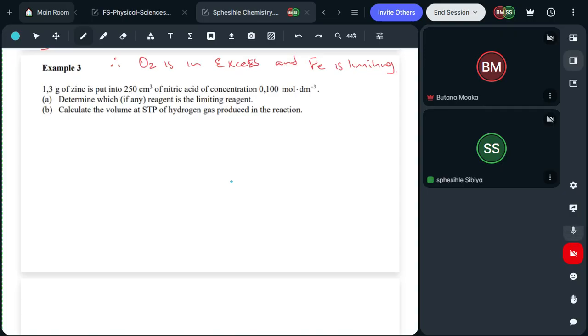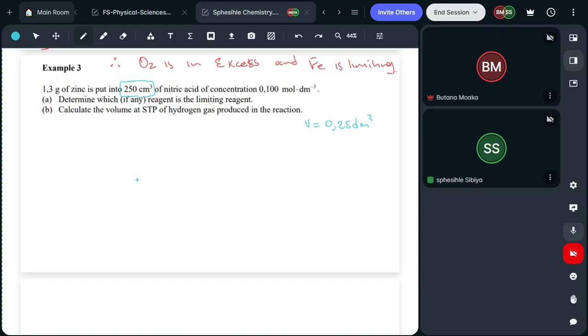First things first, let's read the statement. We have 1.3 grams of zinc that is put into 250 centimeter cube. I don't like to see that part, because if I don't convert this volume now, I might forget to do the conversions. It should always be in decimeter cube. We divide that by 1,000, so this will give us a volume of 0.25 decimeter cube. Are you happy with that part?